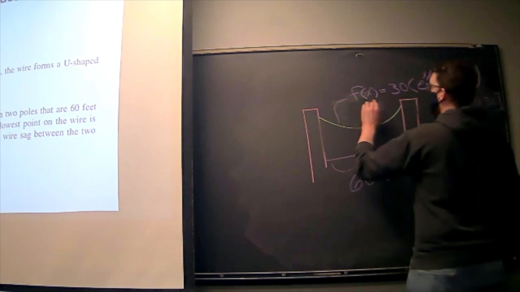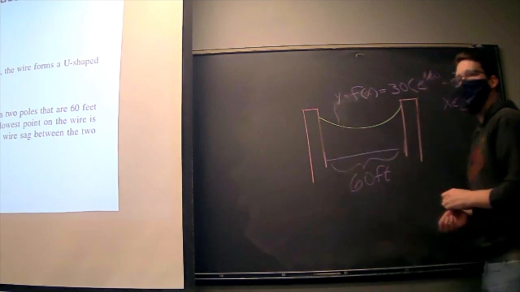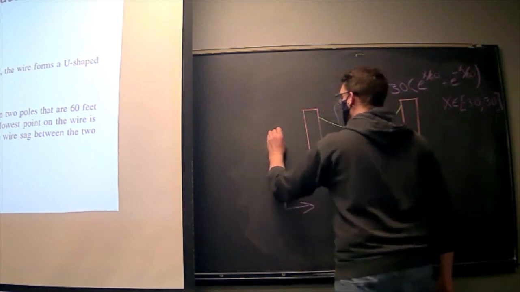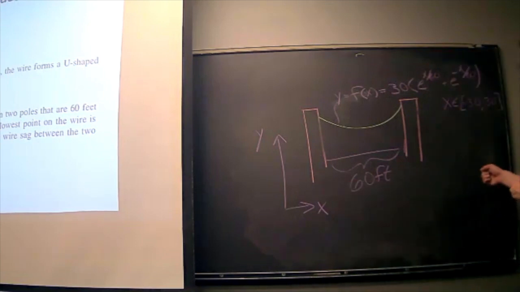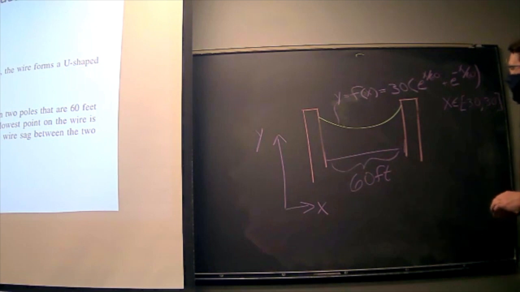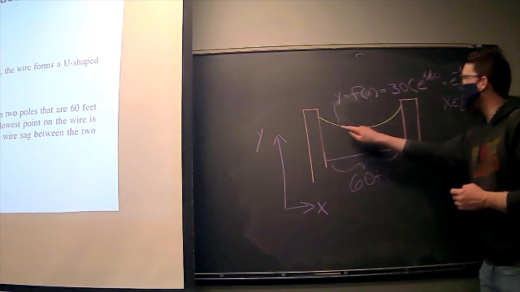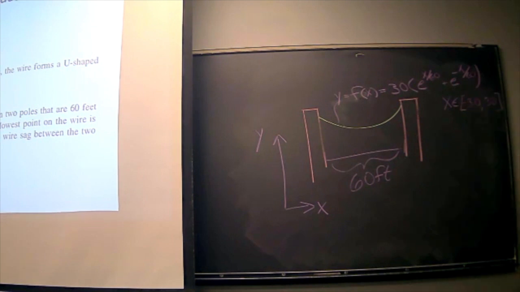So this is modeling the y position, right? So we're thinking of this as a graph, sort of. We're moving x across, y up and down. So what this thing is modeling is going to be the position in which we can find our power line given some position along x. The height we can find our power line.